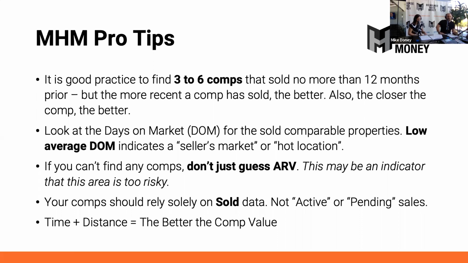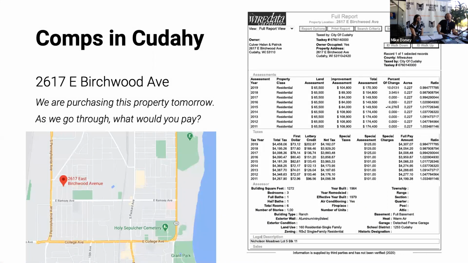So everyone, pay attention for 2 seconds to this next slide, because here's the question of the day. We're going to discuss a property at 2617 East Birchwood Avenue, which we are buying tomorrow. That's a true story, by the way. It's not a joke or something. So we're buying this property tomorrow. My question to you is, what would you pay for this property? Be prepared in the comment section when you have a minute to tell me what you'd pay for it.